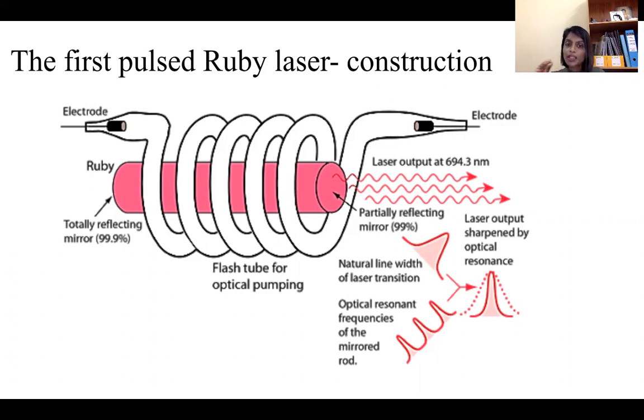this ruby appears pinkish red because of the chromium atoms inside, and these chromium atoms absorb blue and green color. If you take the color wheel, if it absorbs blue and green, the opposite color to blue and green is red. That's why it appears as pinkish red.